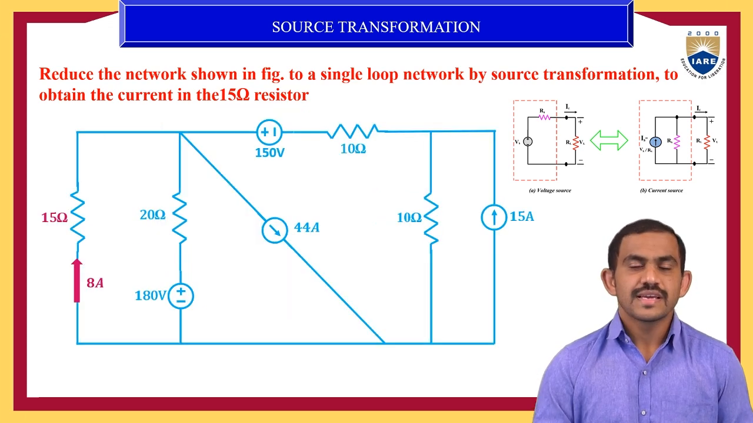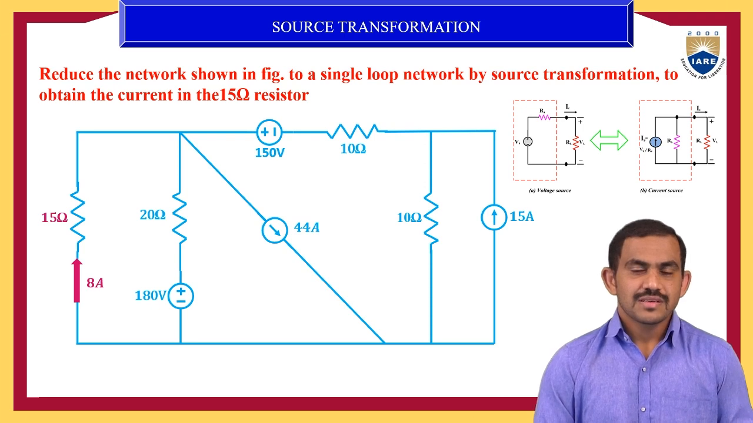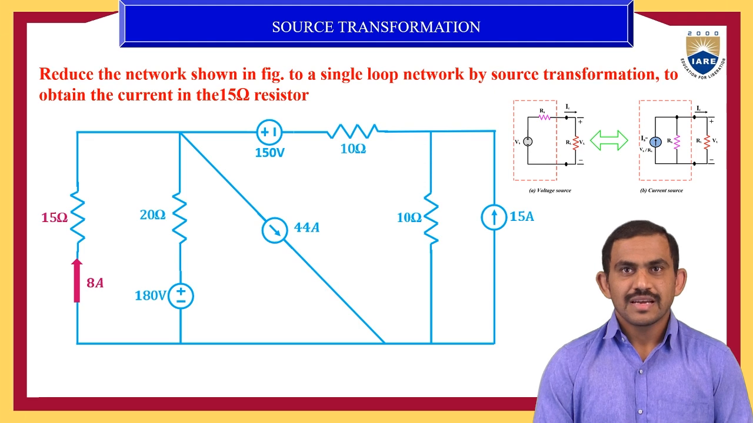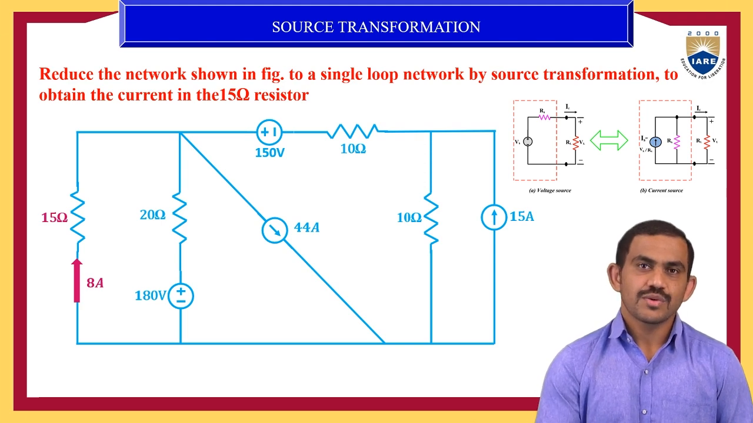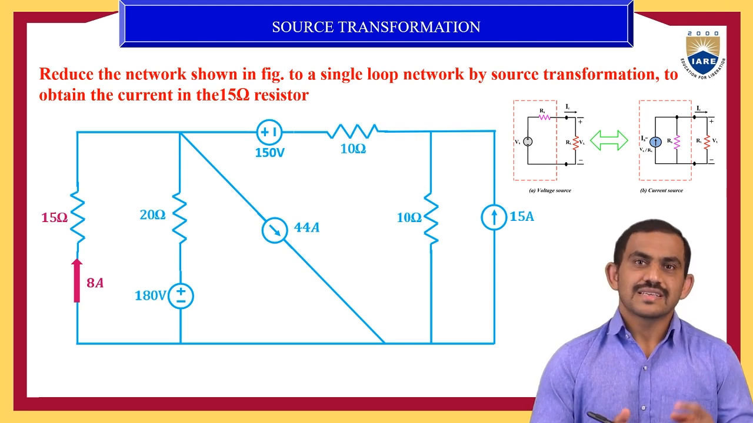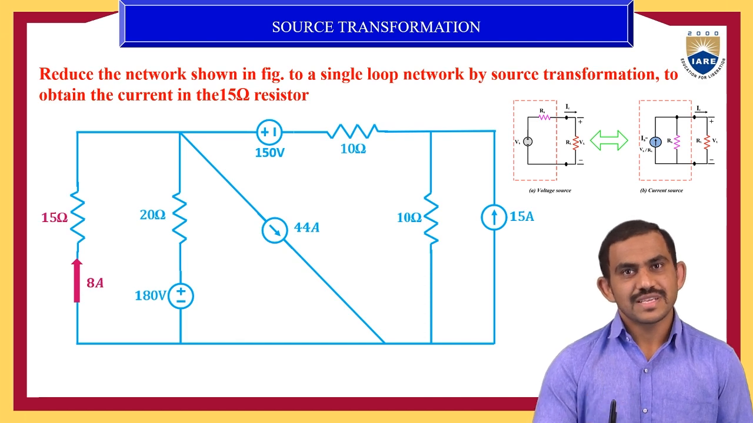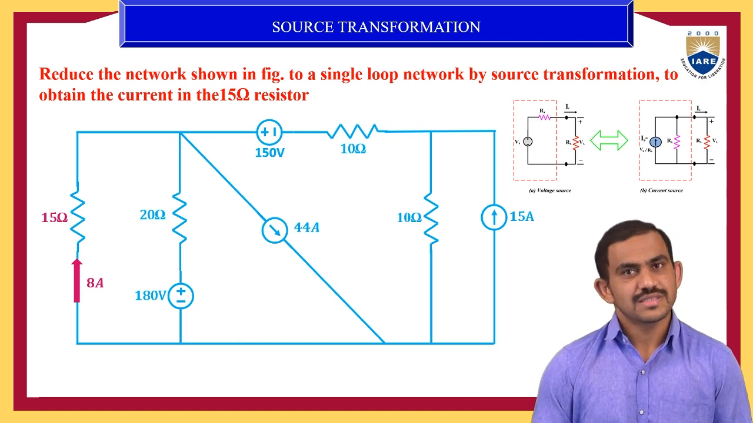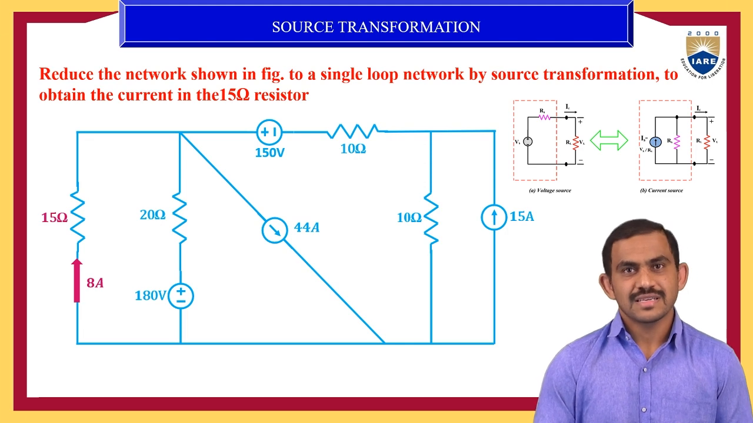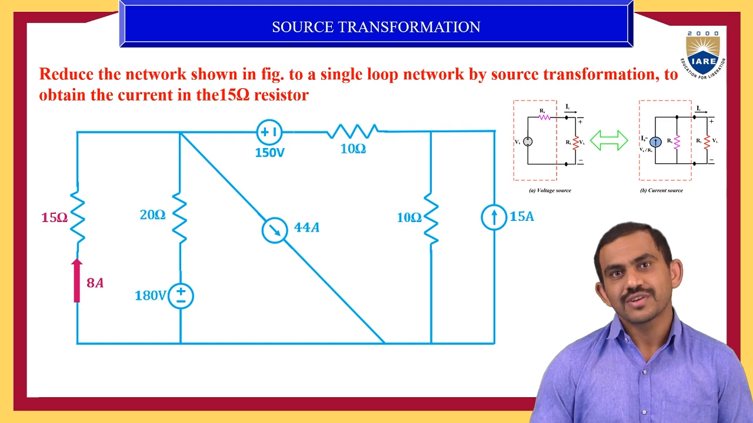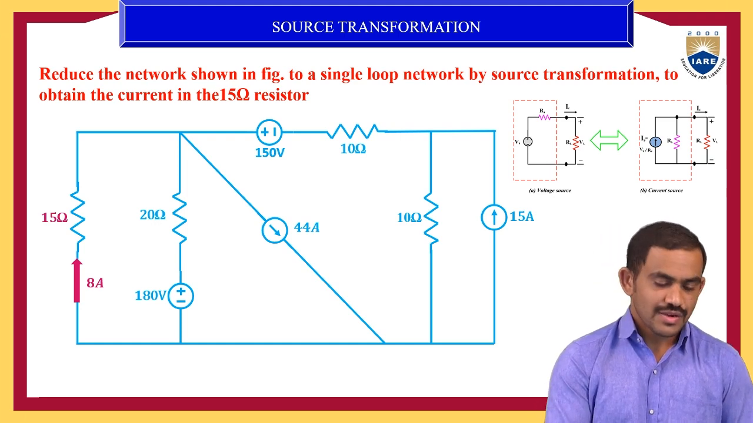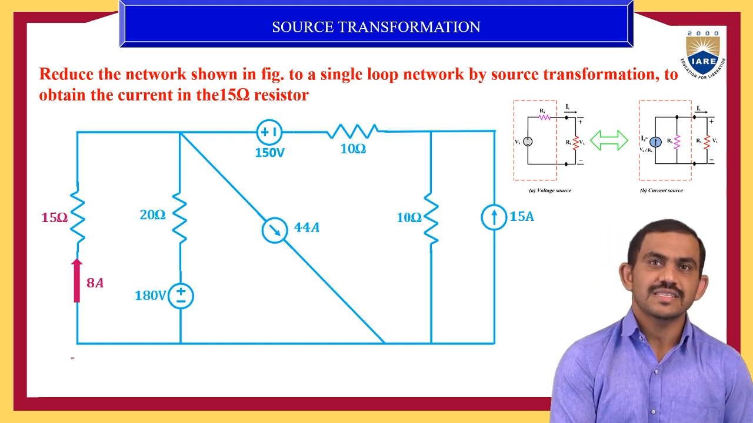8 amps. Okay, here the examiner wants your total circuit reduced to a single loop using source transformation and to find out the 15 ohms current. For that I need to know about source transformation. Using the source transformation technique I need to find out the 15 ohms current. Now for that, a voltage source in series with a resistor can be converted to a current source in parallel with the same resistor. Otherwise, a current source in parallel with a resistor can be converted to a voltage source in series with the same resistor. With this logic you can reduce the circuit and find out the 15 ohms current. In this problem the 15 ohms current is 8 amps.